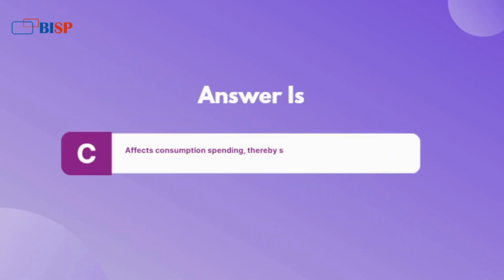Answer is C. Affects consumption spending, thereby shifting the aggregate demand curve.